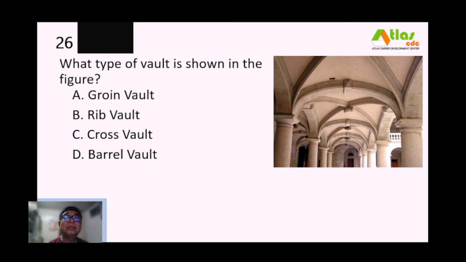26. What type of vault is shown in this figure? A. Groin vault, B. Rib vault, C. Cross vault, and D. Barrel vault.